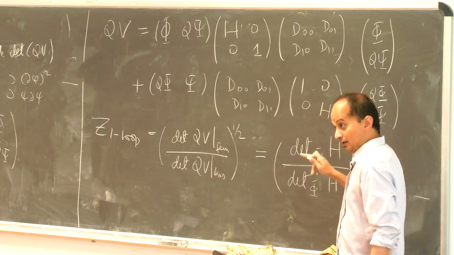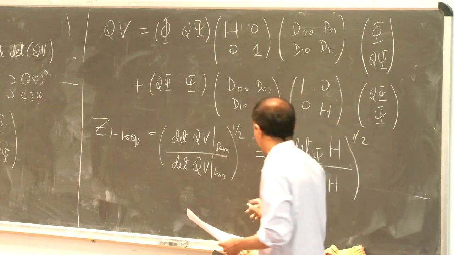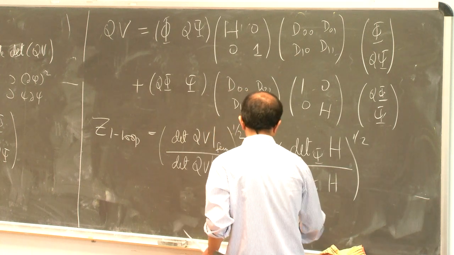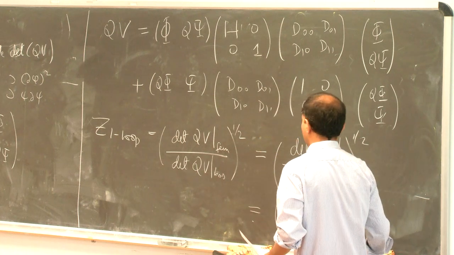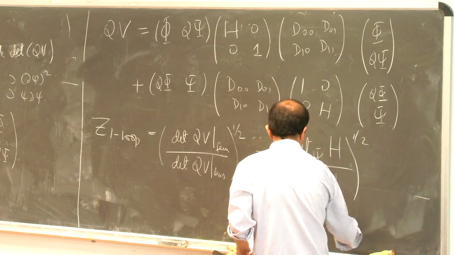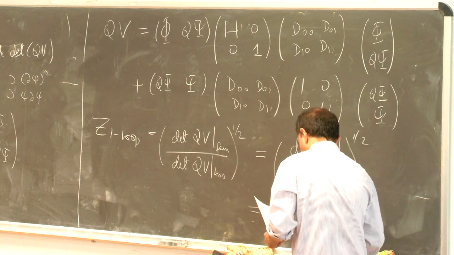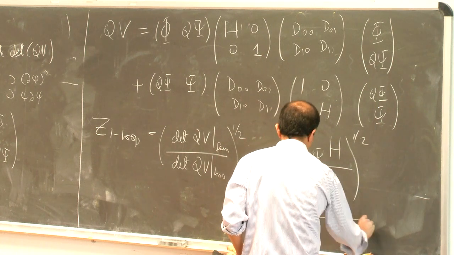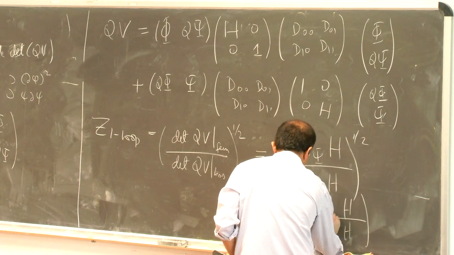Now there's a further simplification for this, and that's where this beautiful index theorem comes in. Firstly, notice that this can be written as, I hope everyone can see this, the same ratio of determinants. But now, I'm going to write it and then it will be more or less obvious to you.